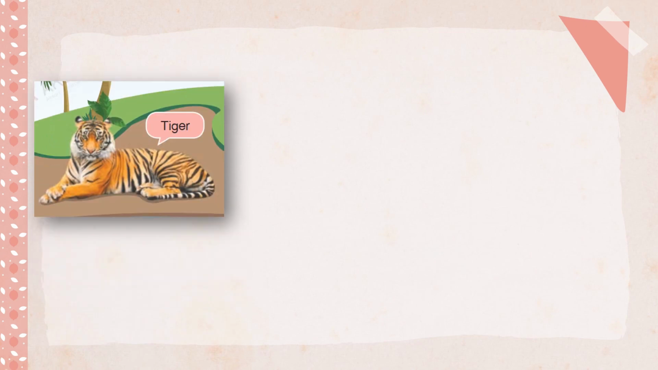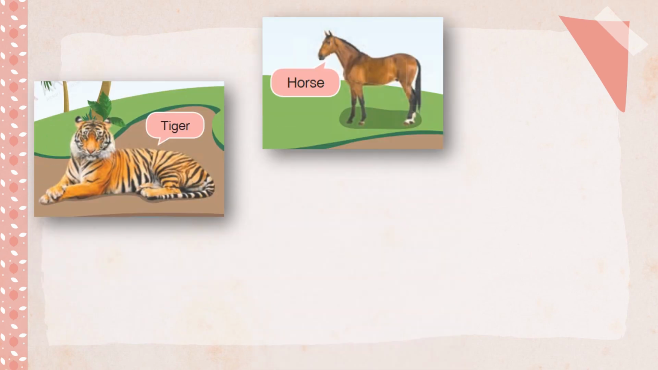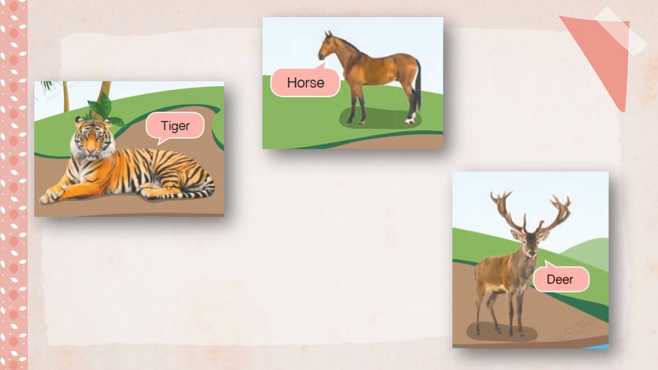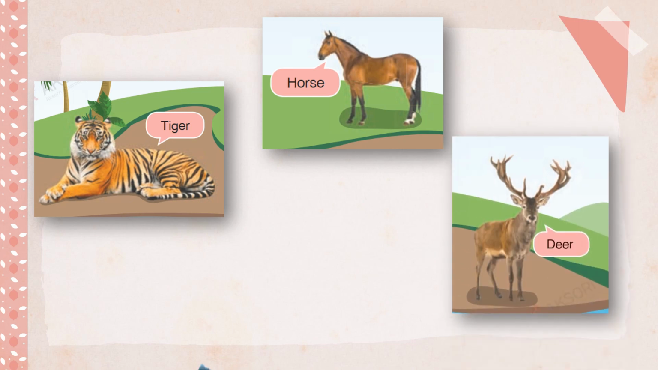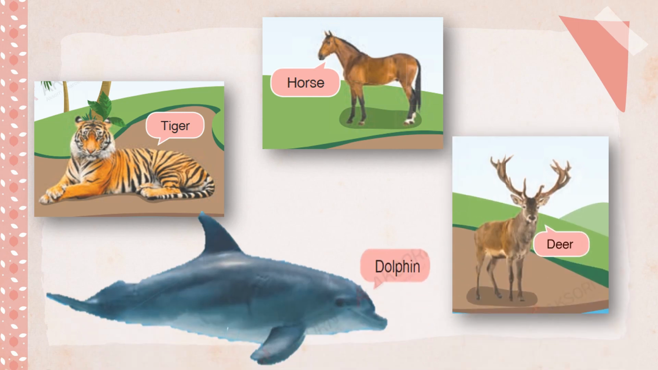Okay. What animals are included in mammals? First is tiger. Next is horse. Next is deer. And the last is dolphin. Now everyone, again, the vertebrates are fish, amphibians, reptiles, birds, and mammals. Do you understand, everyone? Very good.